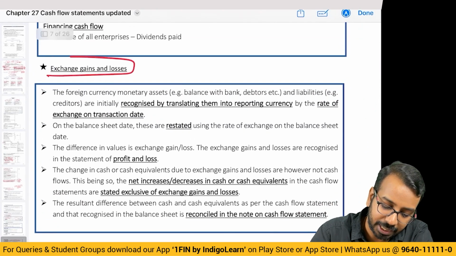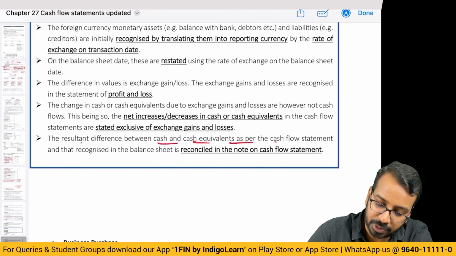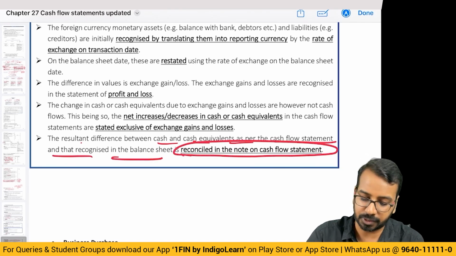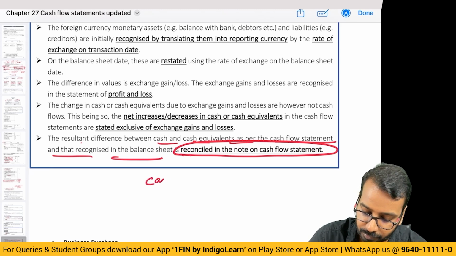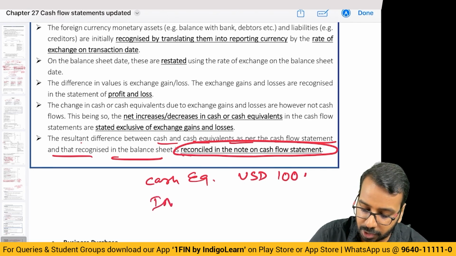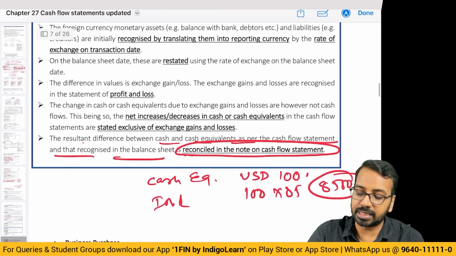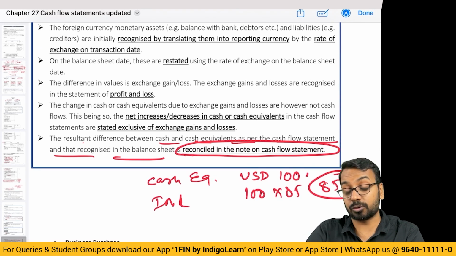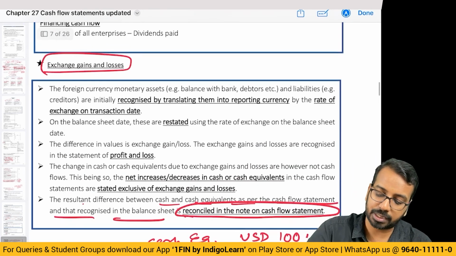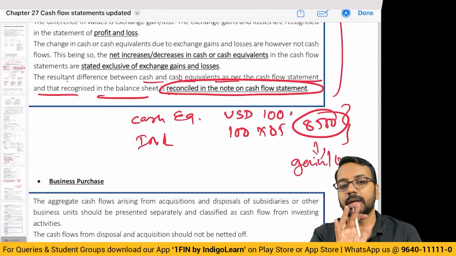Now as far as exchange gains or losses are concerned, what you just need to remember here is the cash and cash equivalents as per the cash flow statement, and that recognized in the balance sheet is reconciled as a note to the cash flow statement. So basically what happens is, let us say I have cash equivalent USD 100. I'll convert this into INR, 100 into 85, and I'll present 8500 in the balance sheet. If there is any difference in the amounts because of the cash flow and the ending balance recognized, that will be a part of exchange gain or loss. Don't waste too much time here. Just the question that it has to be reconciled. That is what you have to be reporting.